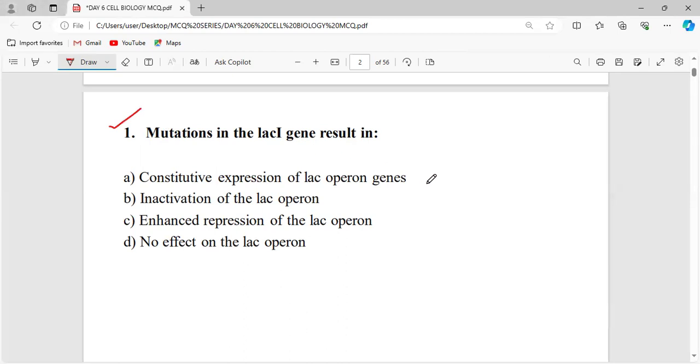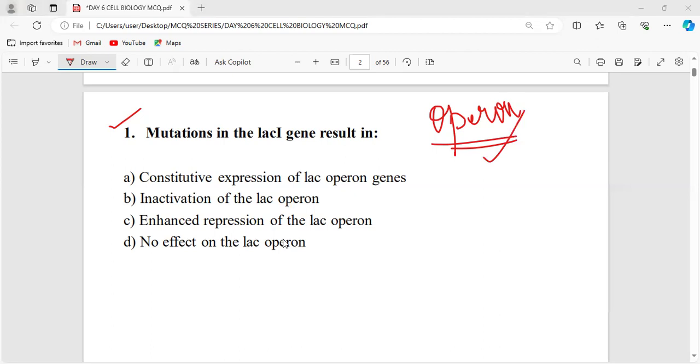Before that, I want to explain the operon concept. Do you know what is an operon? See, an operon is a group or cluster of genes which are under the control of a particular promoter. It is simply a group of genes that are under the control of a certain promoter. That is what an operon is.